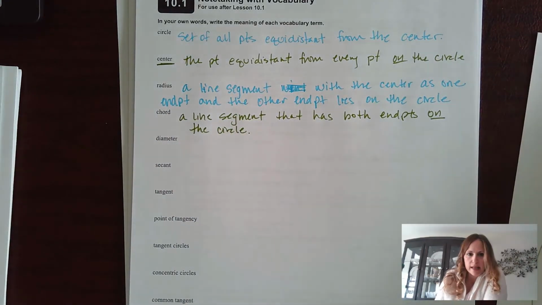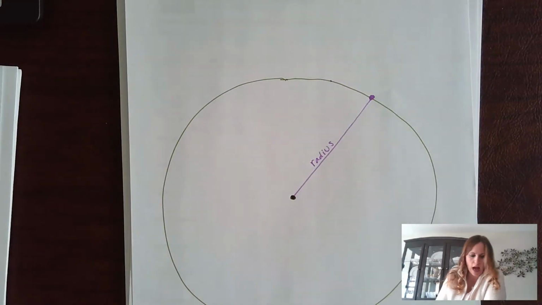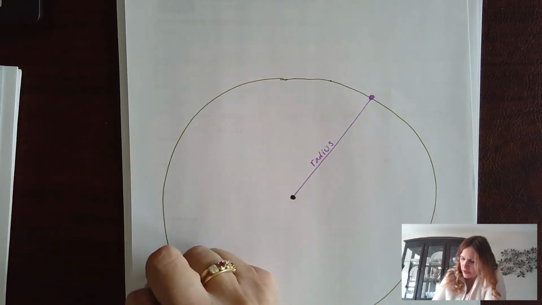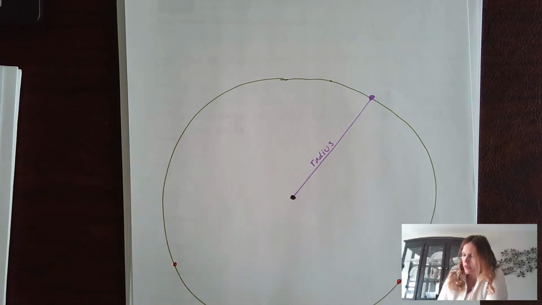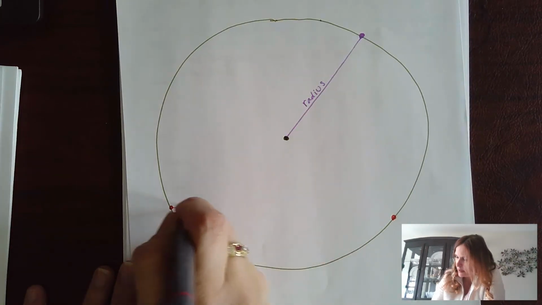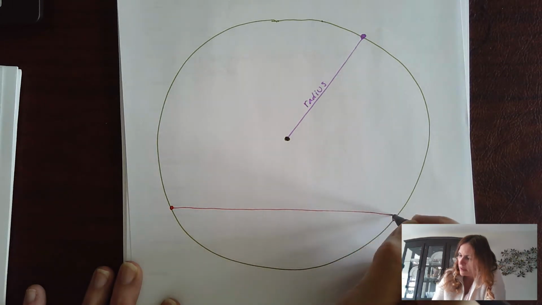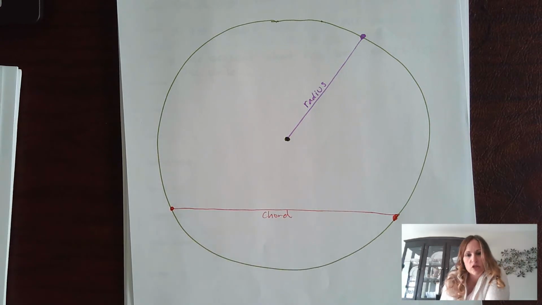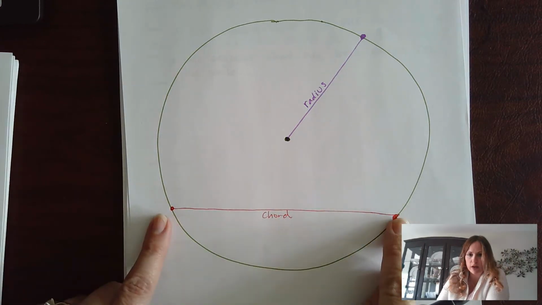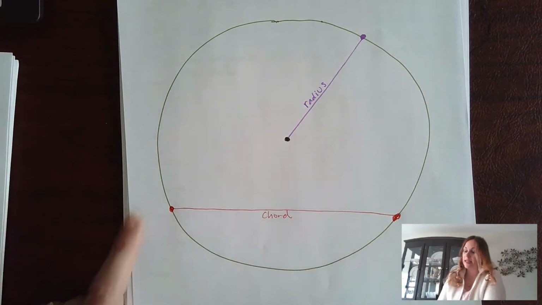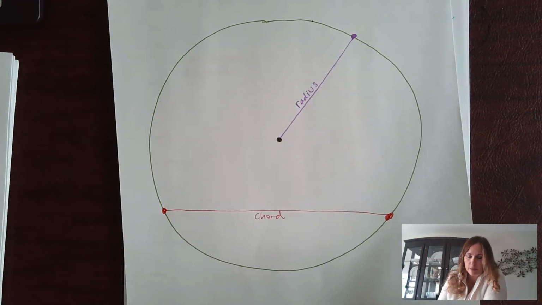All right, so let's look at our drawing here. If I was to draw a chord, it's a line segment. So imagine you're picking 2 points on your circle and connecting them. So this is an example of a chord. It's just a line segment that has both endpoints on the circle. Again, it's not a line, it's not a ray, it's a line segment. And there's, again, an infinite number of ways we can draw a chord. This was just one example.